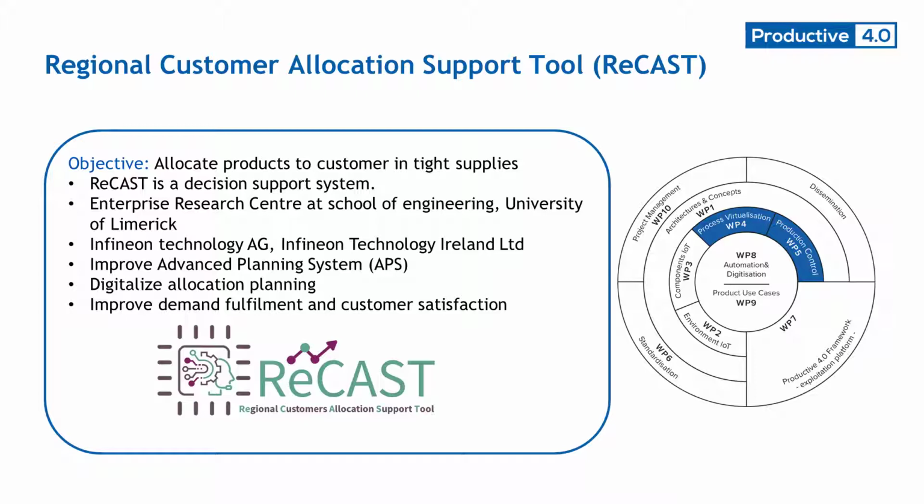We propose, launch, and develop Recast to improve order management. The prototype of Recast was tested and deployed at Infineon, Ireland. Recast is a web application based on a mathematical optimization. The aim of Recast is to allocate product to customers in tight supplies. Recast is a step forward to improving demand fulfillment by advanced mathematical techniques and digitalization.